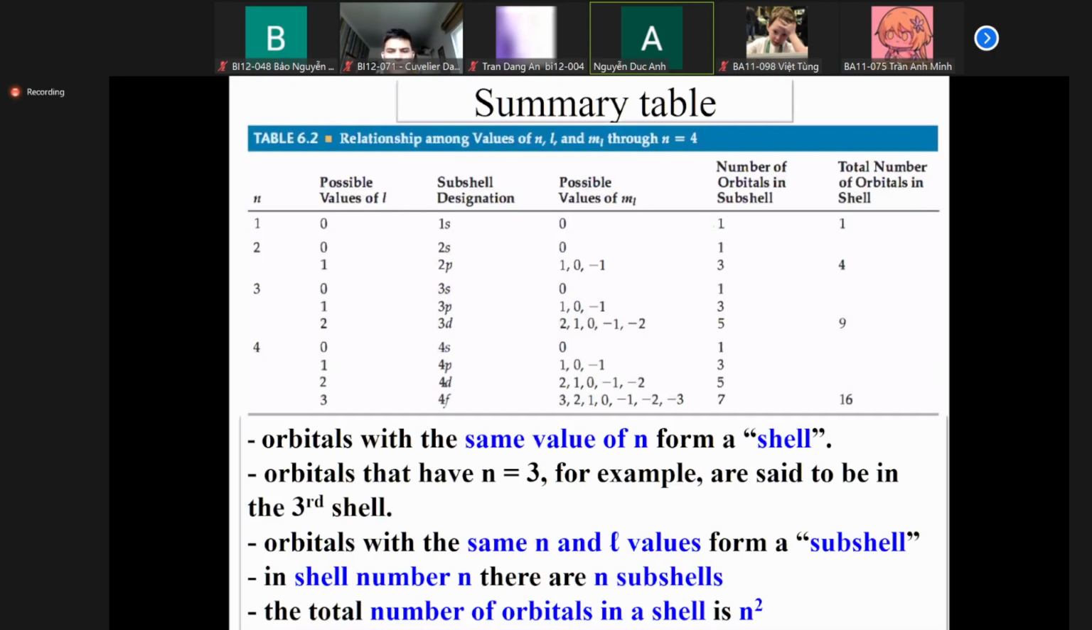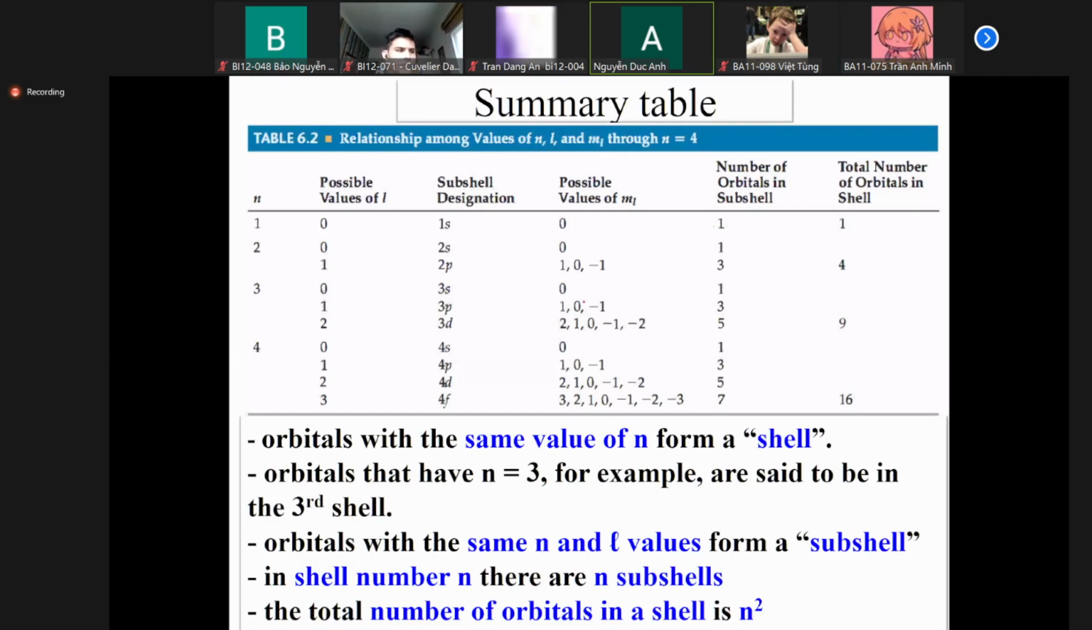So to summarize, it's not a lot of information, but let me help you remember. n gives you the size of the orbitals, or another name, the shell. The orbitals in a shell have similar energy and similar size.